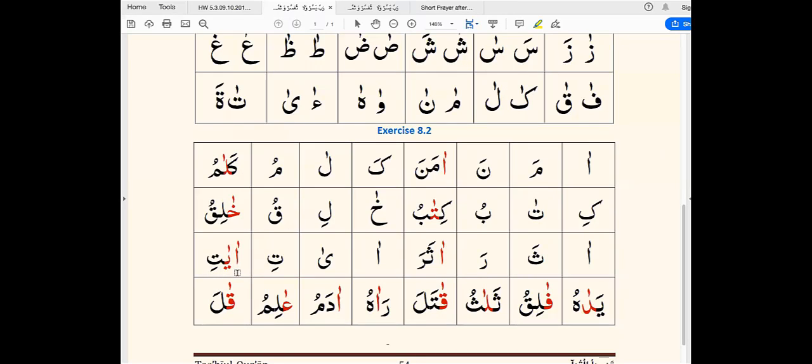You want to have a go at this one by yourself? Yes. Off you go. Ayati. Once more, make sure both of these are 2 seconds each, okay? Ayati. Good. Much better. Once more.